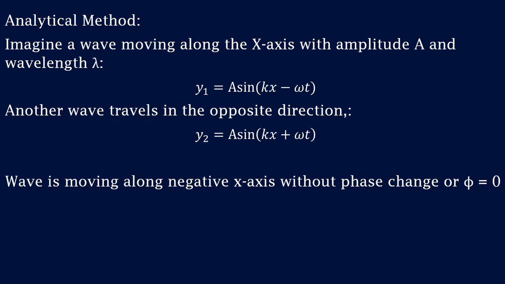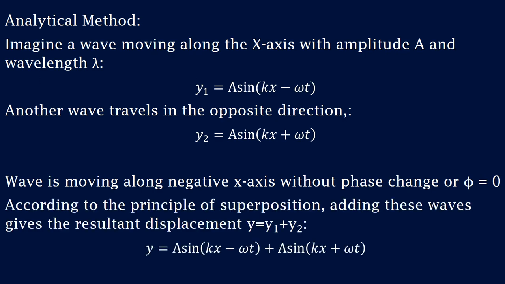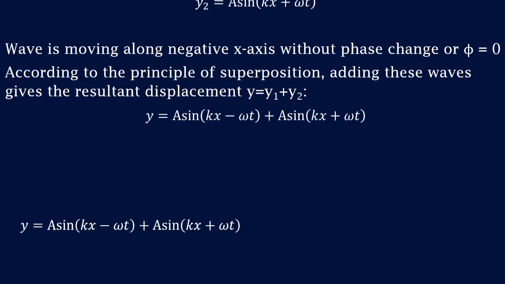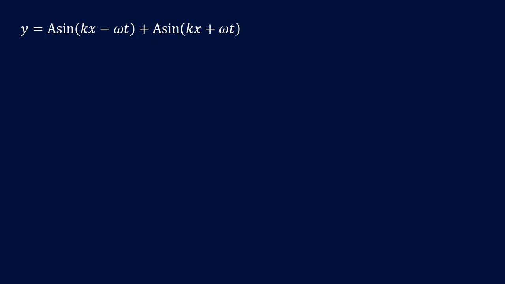Wave y2 is moving along the negative x-axis without phase change, or φ = 0. According to the principle of superposition, adding these two waves gives the resultant displacement y = y1 + y2. Therefore, we get y = a sin(kx − ωt) + a sin(kx + ωt).